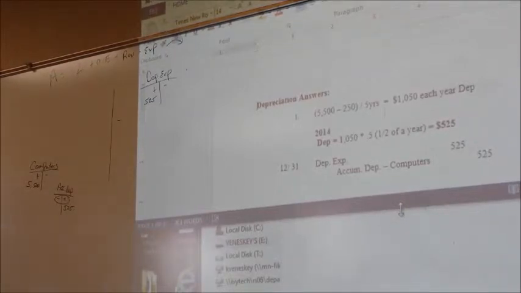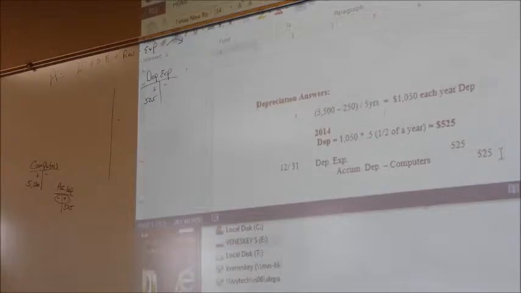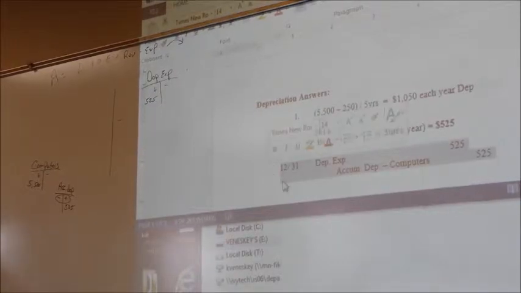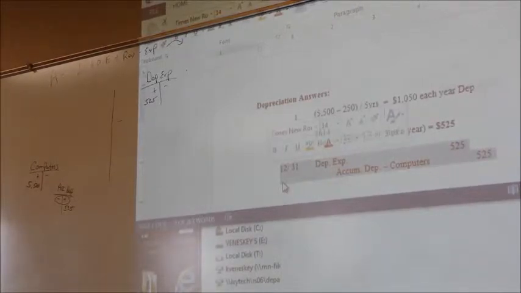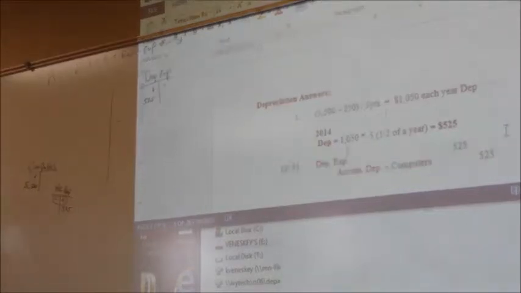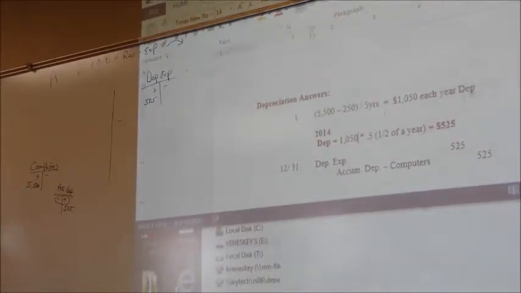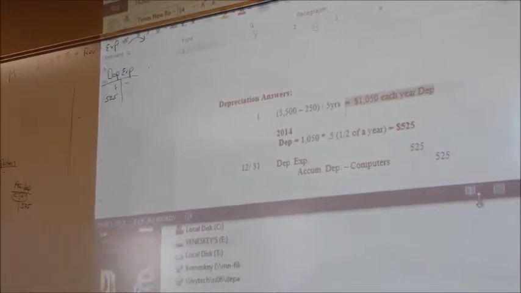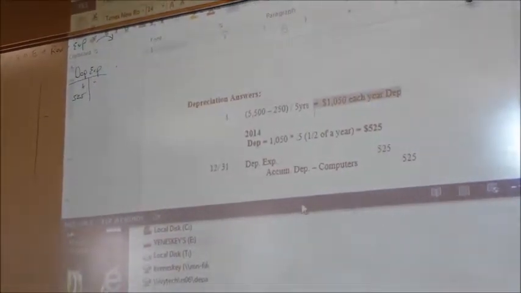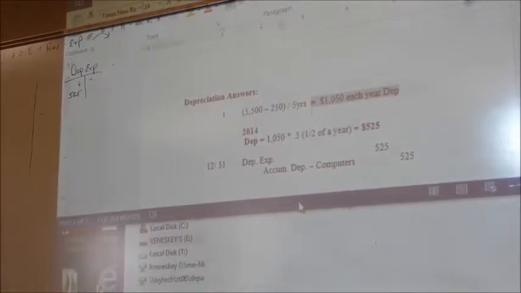Was it just one computer or two? Both computers together add up to $5,000. Okay, when I was figuring out the accumulated depreciation, I came up with like 1,050 between the two of them. Well, 1,050 is the yearly amount. See up here? But we didn't have it for a year. I bought it in July. Oh, okay, I didn't see that.